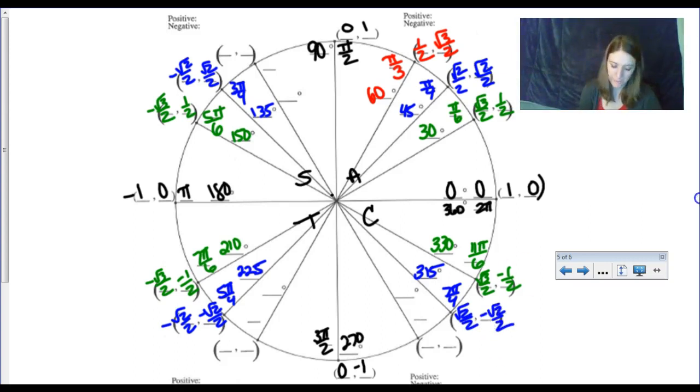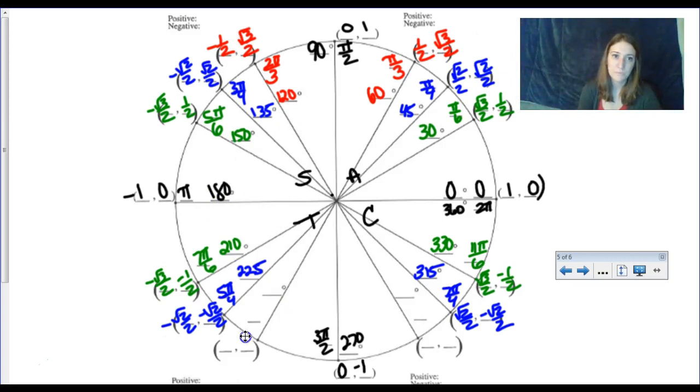Alright, one more. The red family. 60 degrees, this is 120 degrees. This is 1 pi over 3, so this is 2 pi over 3. And then this is negative cosine. Notice all the cosines are negative here. And then positive sine.